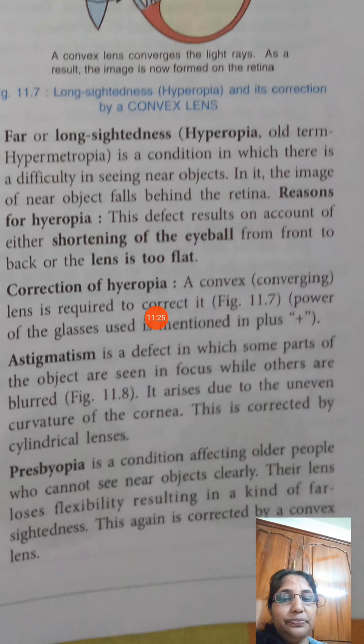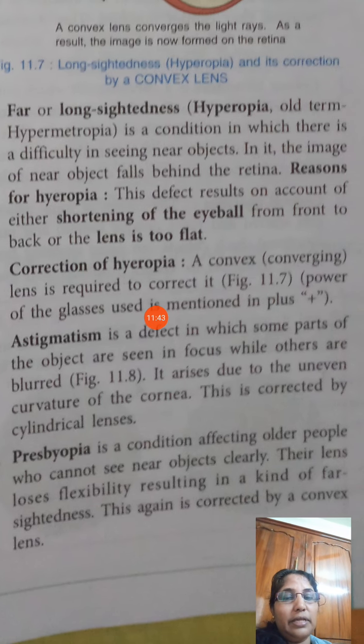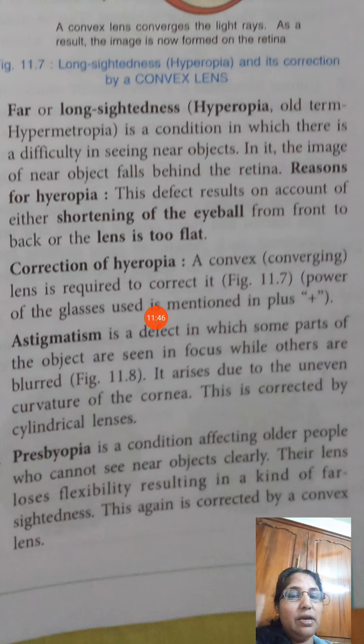Important question. Then another is presbyopia. Usually aged persons like us, usually the teachers, you might have observed, we are using spectacles. In older people who cannot see near objects clearly, the lens loses flexibility, resulting in a kind of far-sightedness. We can see the far objects. Usually the teachers are using a convex lens, and that is due to presbyopia.